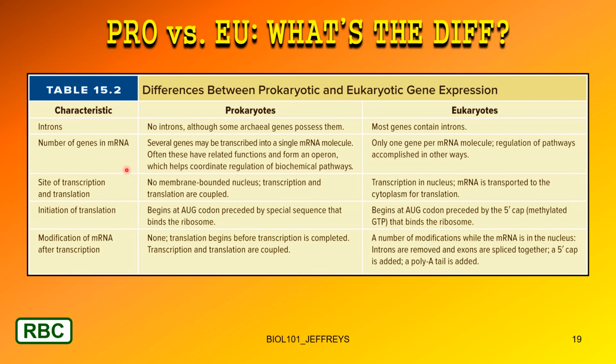The number of genes in the message says several genes may be transcribed into a single messenger RNA. Now the thing about prokaryotes is it's a simpler system, and so there is a lot going on at once. With eukaryotes, we transcribe the message, and then once that message gets transcribed, it gets processed, and then it gets sent out of the nucleus, and then it gets translated like that.